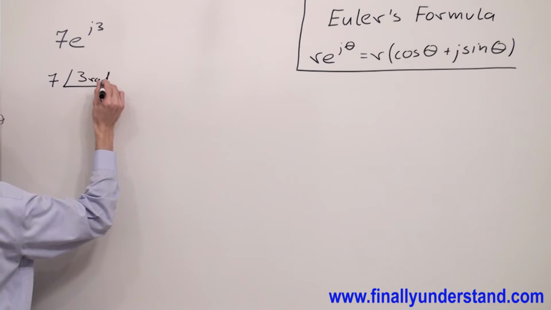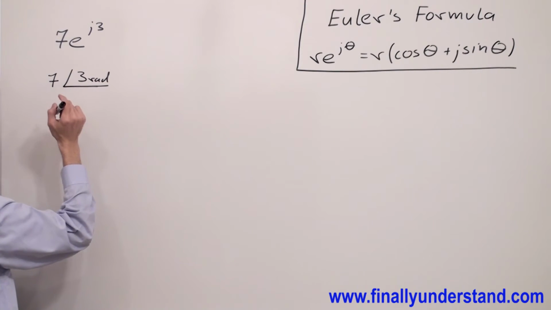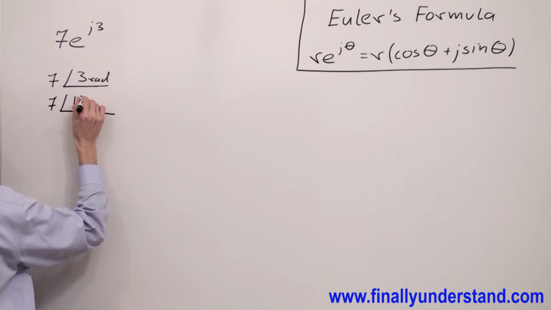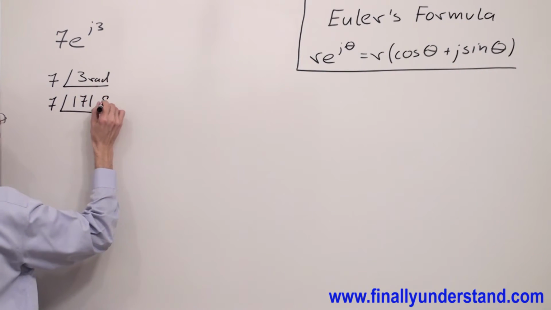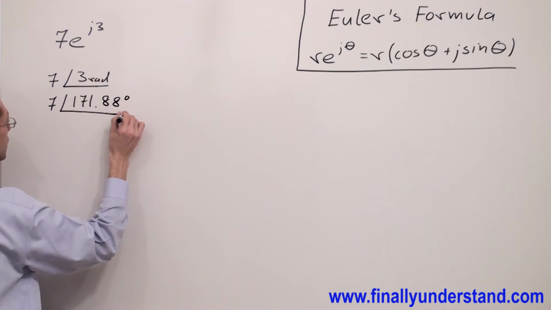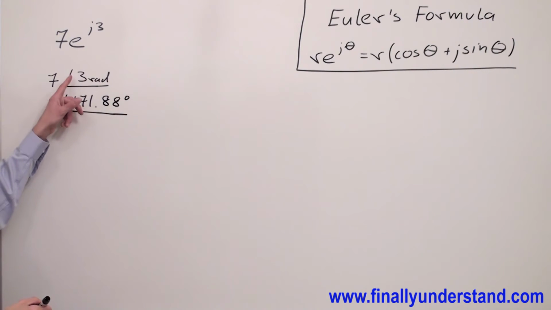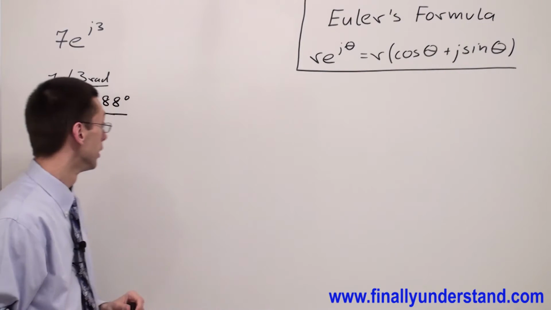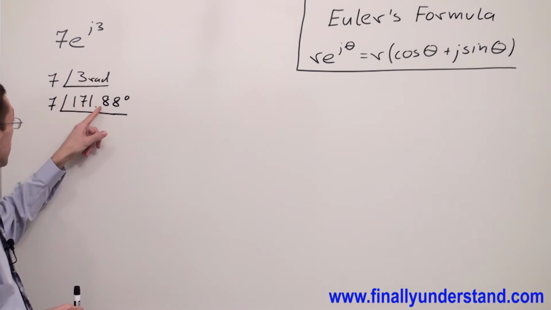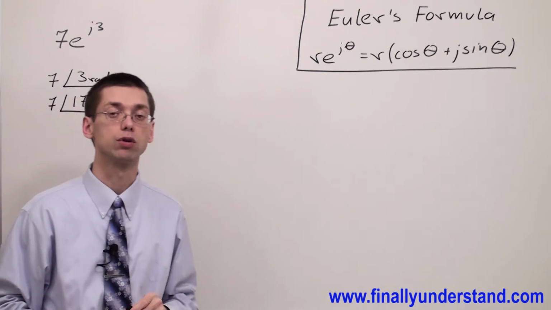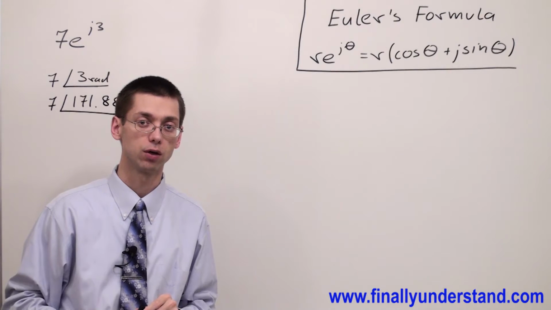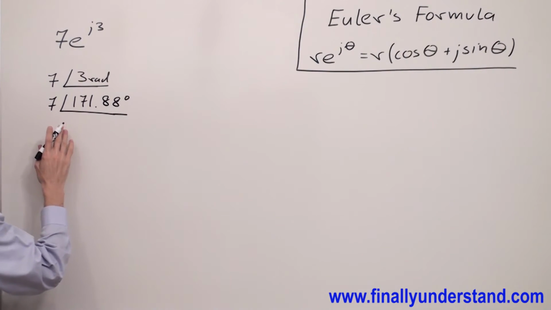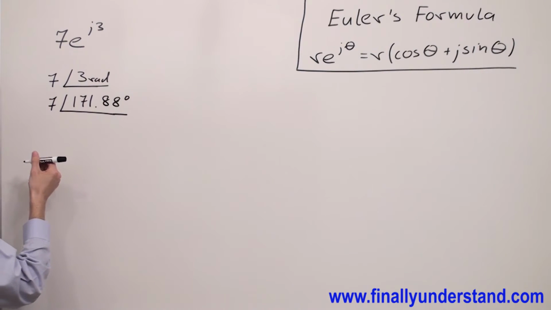If you are going to convert radians to degrees, you are going to have 7 at an angle of 171.88 degrees. Remember, if you convert radians to degrees, you will get this value. If you don't know where I get this number, you're supposed to review how to convert radians to degrees or degrees to radians.